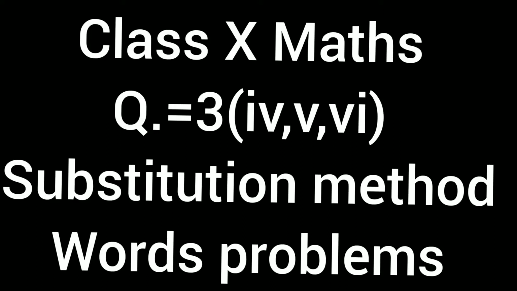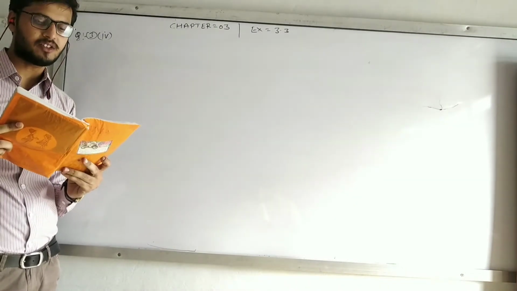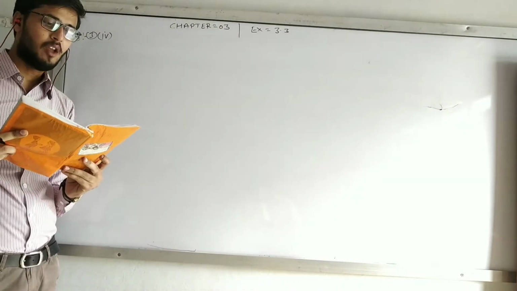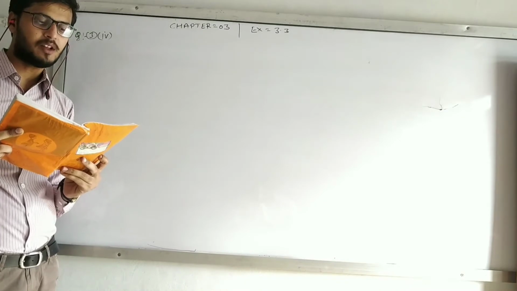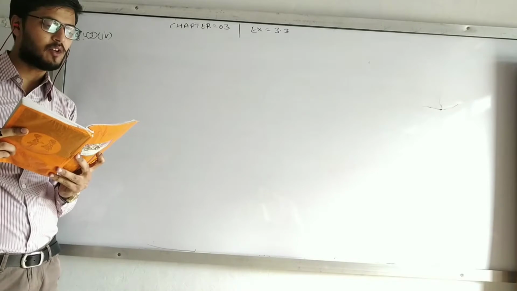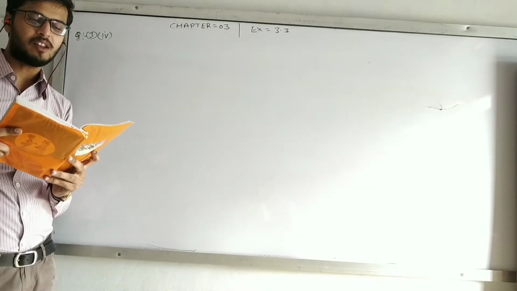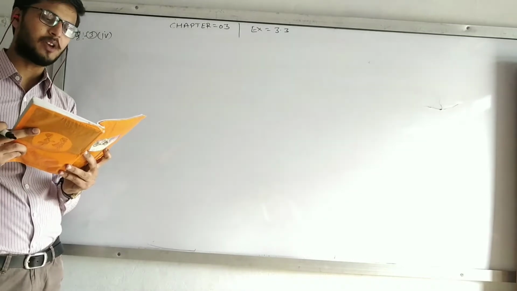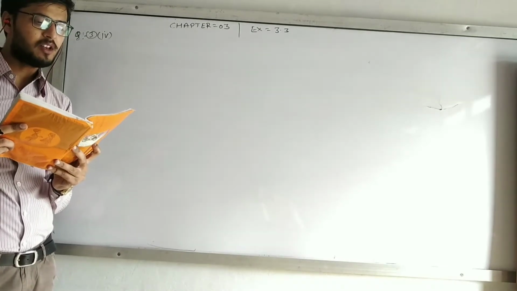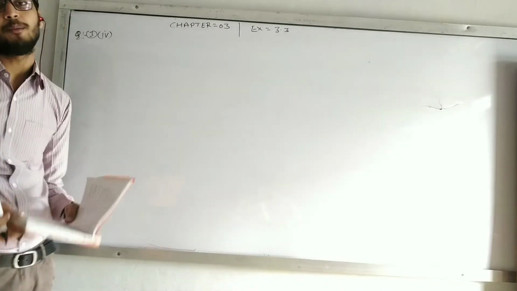Now your question number 4: the taxi charge in a city consists of a fixed charge together with the charge for the distance covered. For a distance of 10 km, the charge paid is rupees 105, and for a journey of 15 km, the charge paid is 155. What are the fixed charge and the charge per kilometer? How much does a person have to pay for traveling a distance of 25 km?